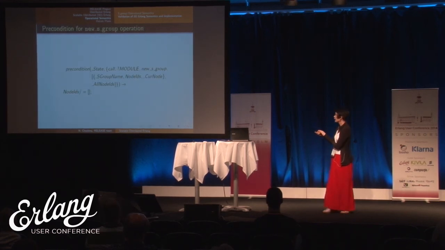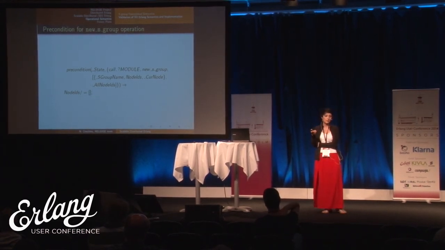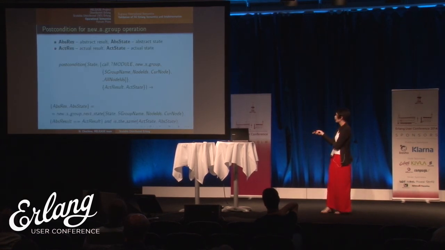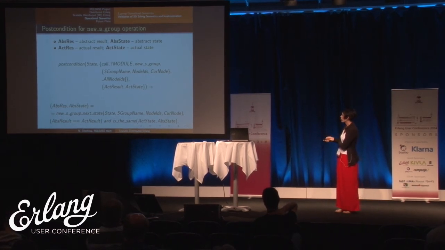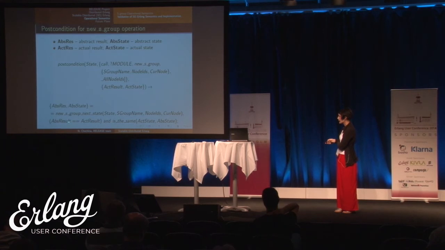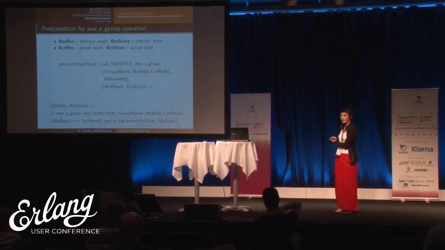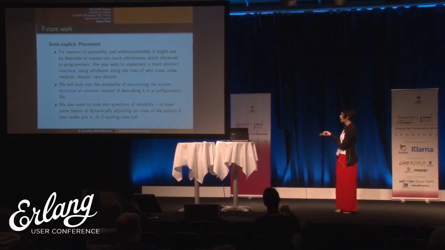This is our precondition, for example, for the function new S group. The precondition here is that an S group can't be empty. There should be at least one node in it. And the postcondition looks like this. We have an abstract state and an abstract result, and we apply the function. We take the states, and our abstract result should be the same as the actual result, and our state should be the same as our abstract state. That's how it works.